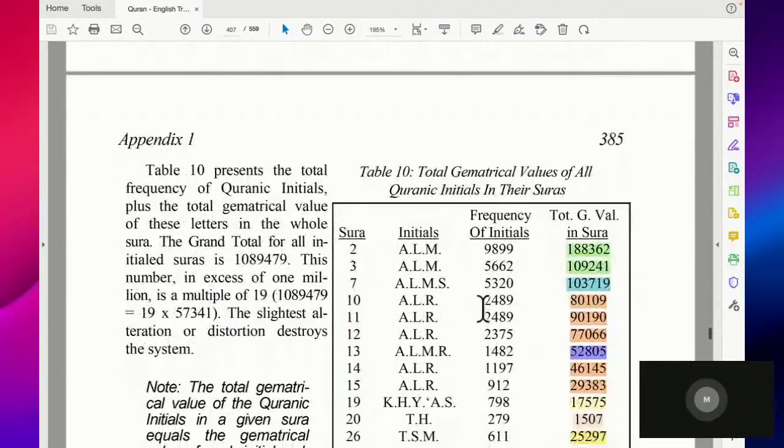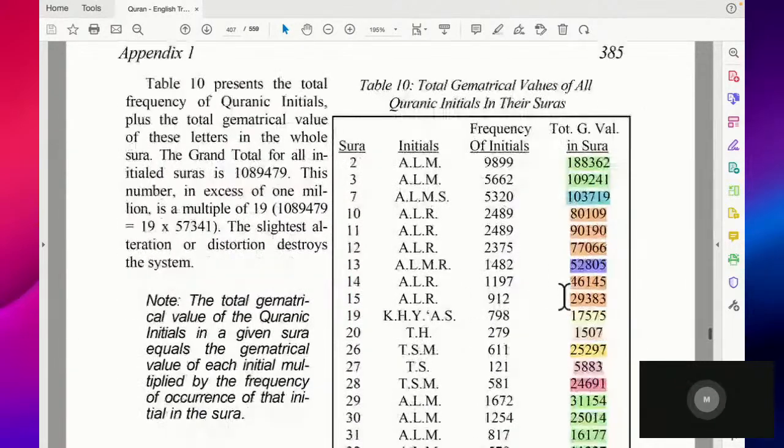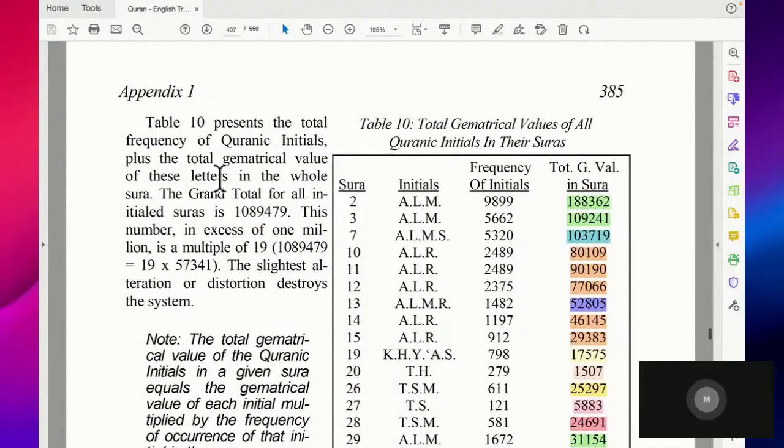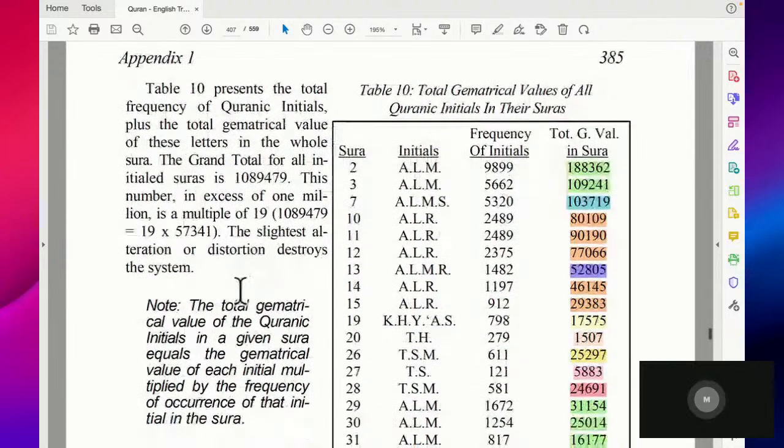This one was a little bit tricky. It took me a little bit of time, but still ChatGPT also helped me to get through this. Now, table 10 presents the total frequency of Quranic initials plus the total geometrical value of these letters in the whole surah. The grand total for all initial surahs is 1,089,479. This number in excess of 1 million is a multiple of 19, and it's 19 times 57,341. The slightest alteration or distortion destroys the system.